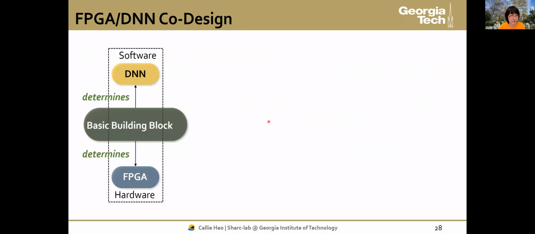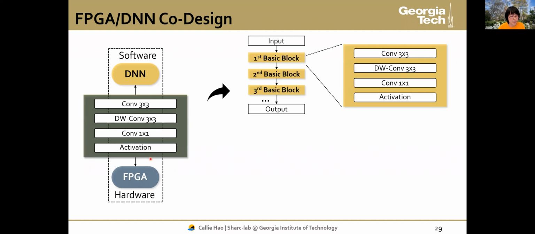Now let's take a deeper look. What does this basic building block sitting in the middle mean? What we want is, we hope that this basic building block can be used to determine the DNN and used to determine the FPGA accelerator. And how do we do that? Well, this is an example. Suppose the basic building block looks like this. It's just a bunch of sequential layers: conv 3x3, conv 1x1, activation, and so on and so forth. So assume that we already have this basic building block.